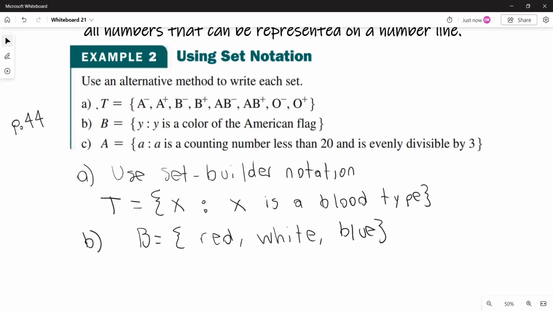And part C, A is the set of all a such that a is a counting number or a natural number less than 20, and is evenly divisible by 3. Okay, a counting number, the first counting number is 1. 1 and 2 are not divisible by 3, but 3 is divisible by 3. Then 4, 5 are not divisible by 3, so the next one is 6. Then 9, 12, 15, and 18. The next one is 21, but that one is greater than 20, so that's not part of the set.